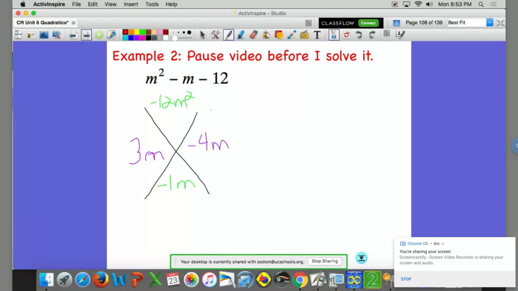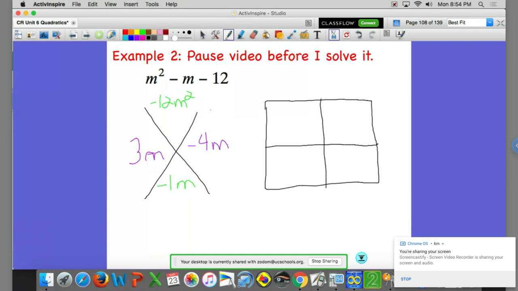All right, so this is that second example. I would go ahead and pause it if you want to try to go ahead and work this one on your own. All right, so first things first, I would go ahead and draw my box. Now we know the top left is always going to be ax squared, or that first term. In this case, it's m squared. And then the bottom right is always going to be c, which is that -12. And just make sure you're paying attention to that sign. You got to bring it with it. And then you're going to insert your two factors.